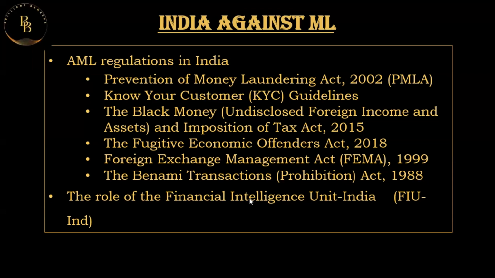So what are the powers to attach and confiscate? Who has the powers to attach and confiscate? The ED, or the Enforcement Directorate, is the agency that is responsible for investigating money laundering cases and has the power to attach all the properties that are believed to be proceeds of crime, and it is also later confiscated if proven to be a laundered asset.